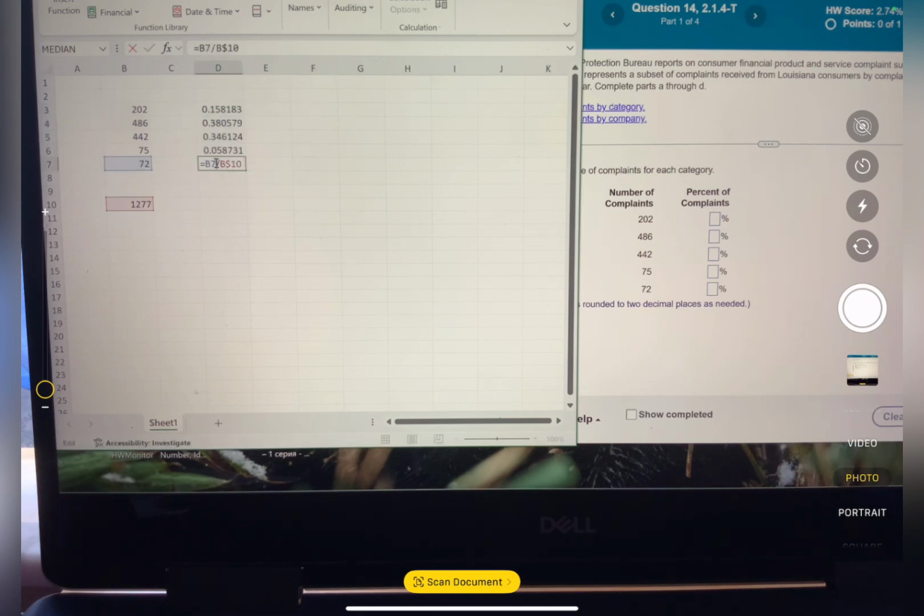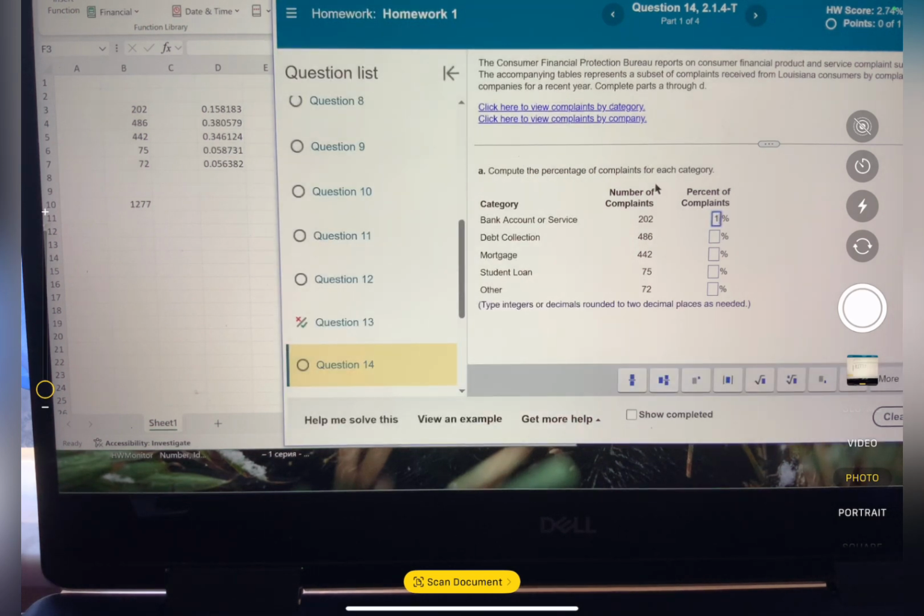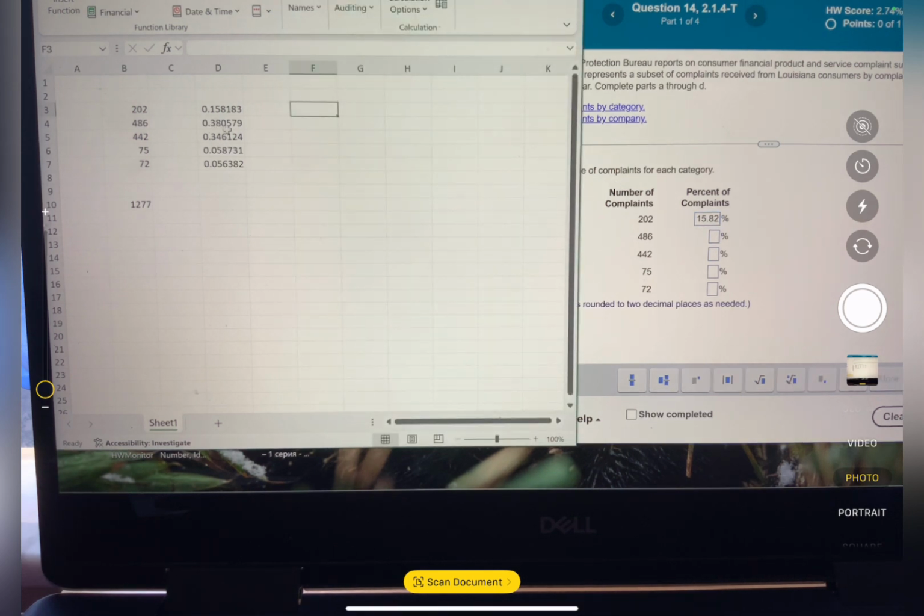Double check. See? 72 and that. Which means here we get how much? 0.158, so 15.8. It says 2 decimals, so 15.82, because this is 8, rounding. And then here will be 38.06, because it is followed by 7, so round the 5 up to 6. 38.06.